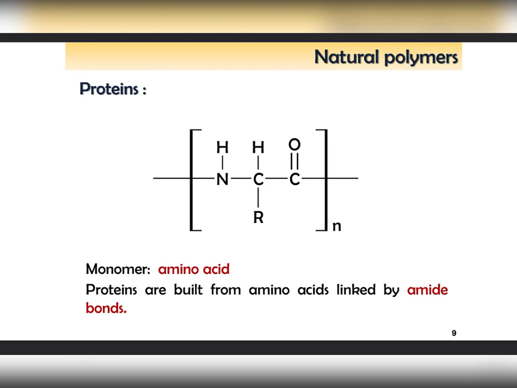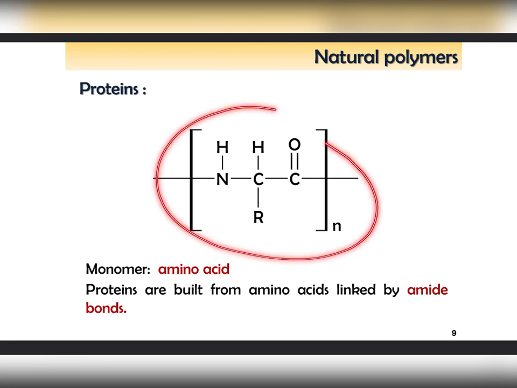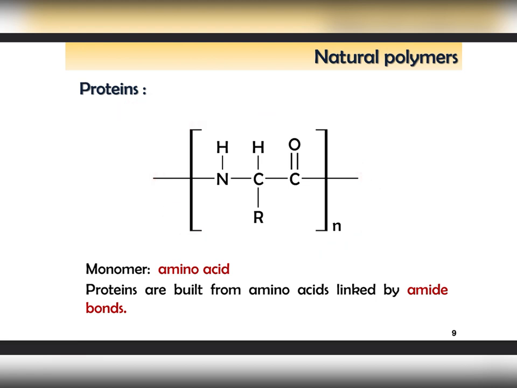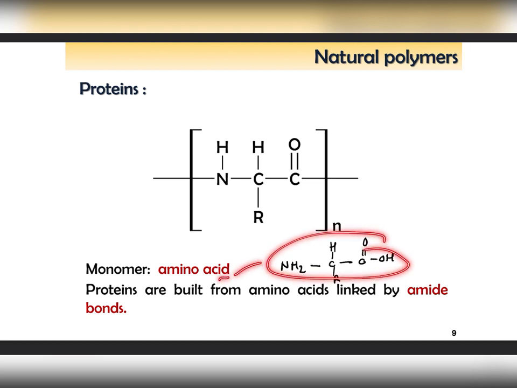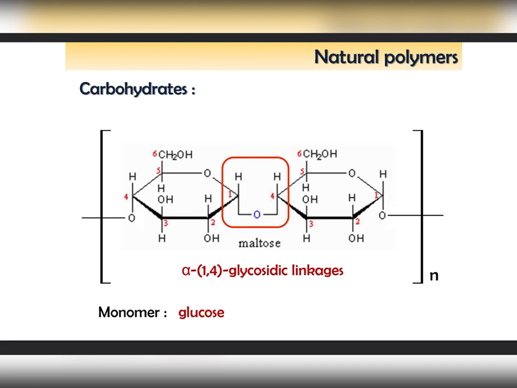Now let's have a look at natural polymer. Contoh kat sini kita ada protein. So monomernya adalah amino acid. So ini adalah dia punya polymer of protein. So kalau dia minta monomer, you just write, ini adalah dia punya monomer, amino acid. Okay, kita ada carbohydrates. So the monomer here is glucose. So untuk carbohydrate, kamu ada alpha-1,4-glycosidic linkage. So ini kamu belajar dalam biology.